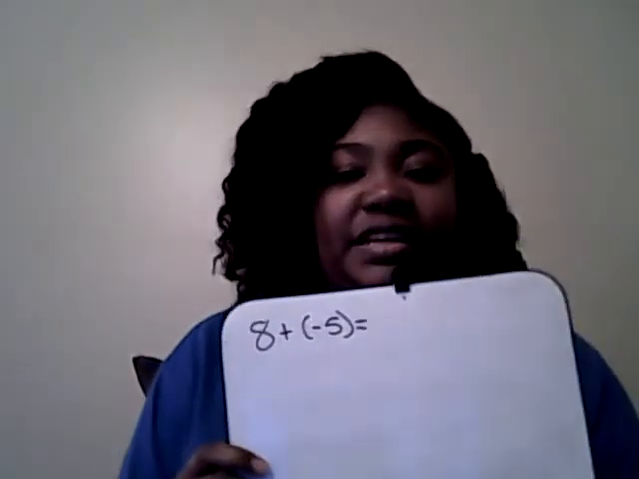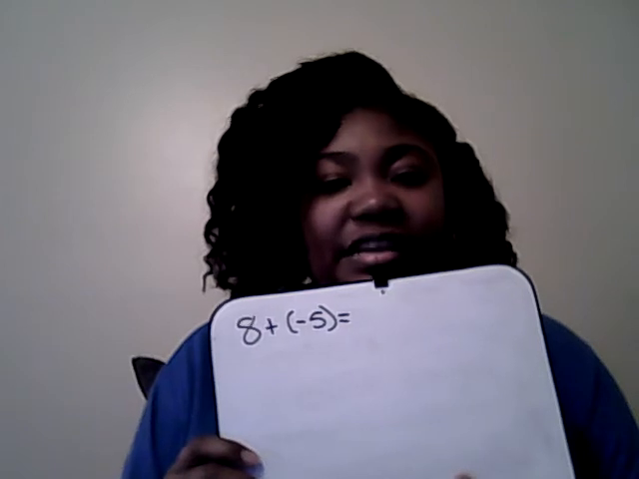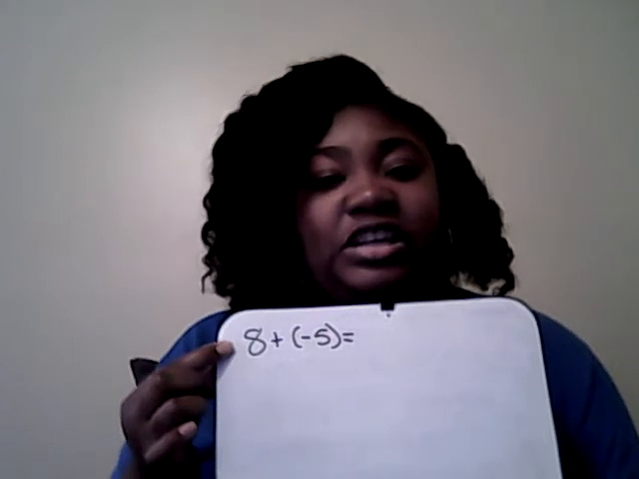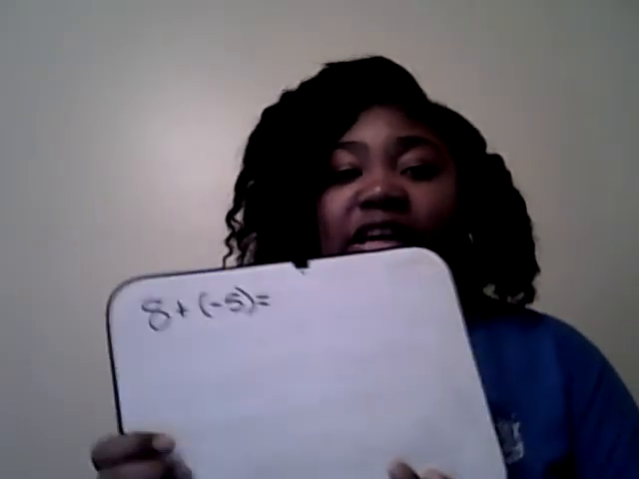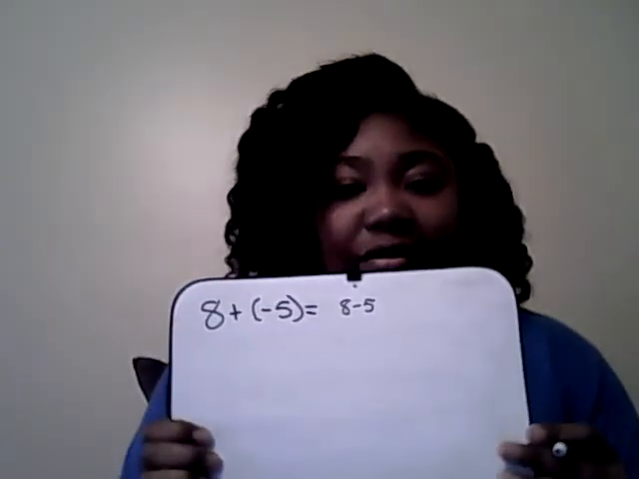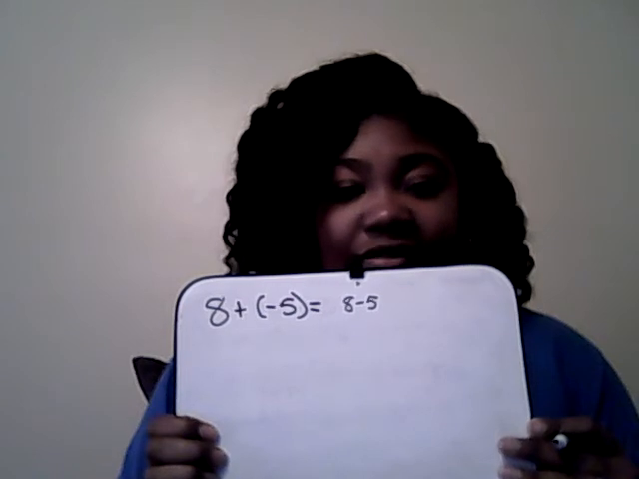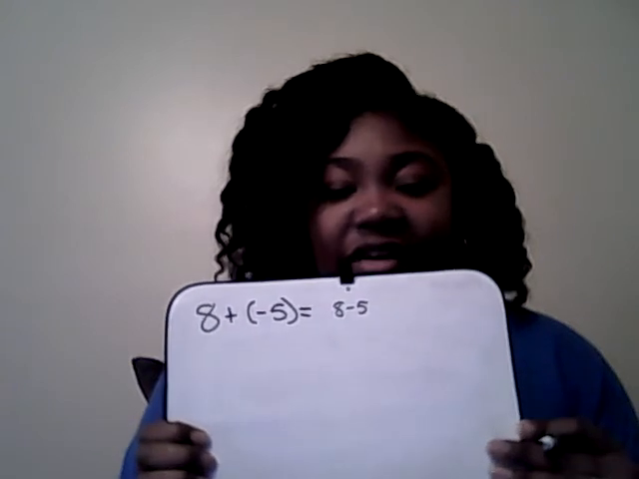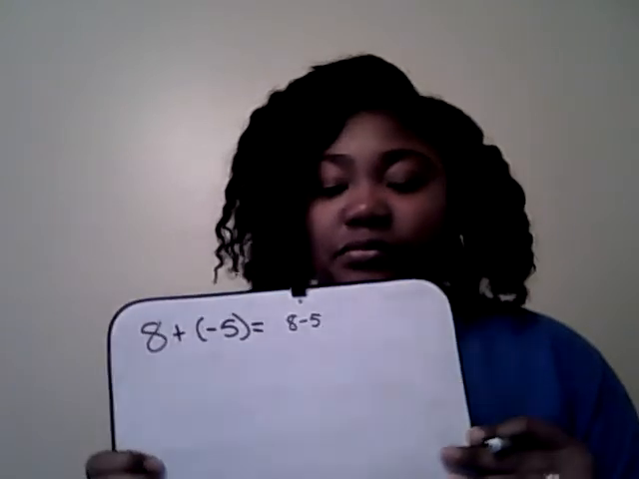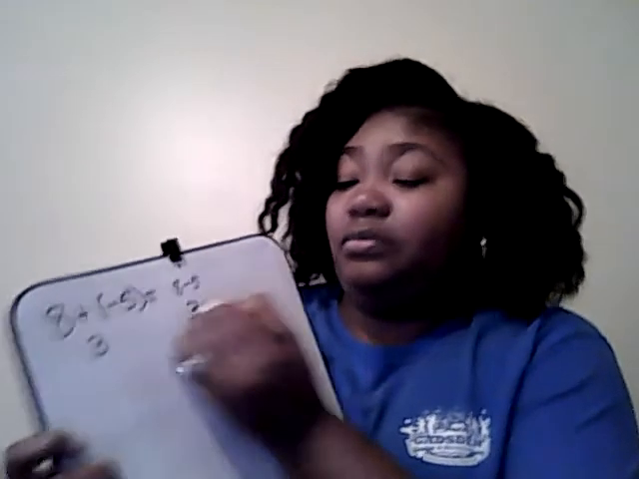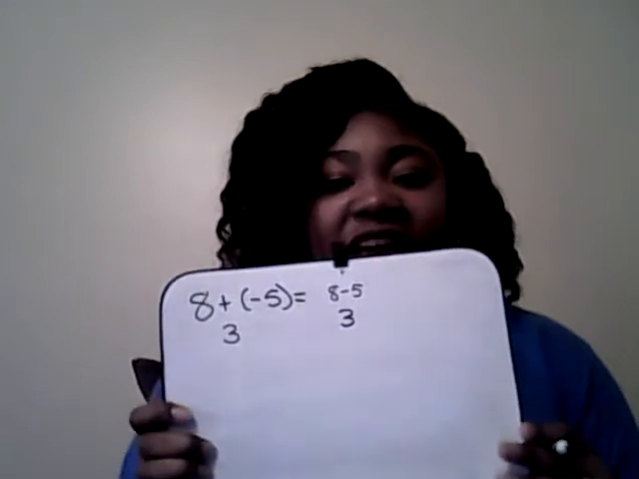Okay. 8 plus negative 5. Since we know that our larger number does not have a negative sign, we're just going to go ahead and subtract it out. So it's like you saying 8 minus 5. 8 plus negative 5 is the same as 8 minus 5. So 8 minus 5 is what? 8 minus 5 is 3. So 8 plus negative 5 and 8 minus 5 are the exact same thing.